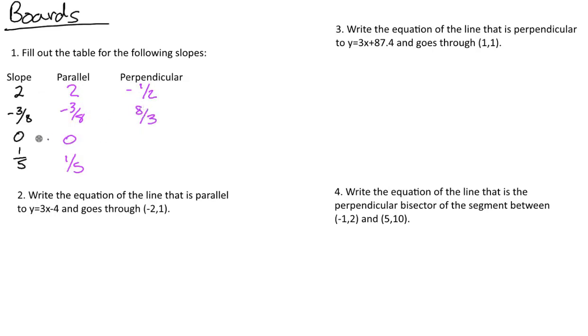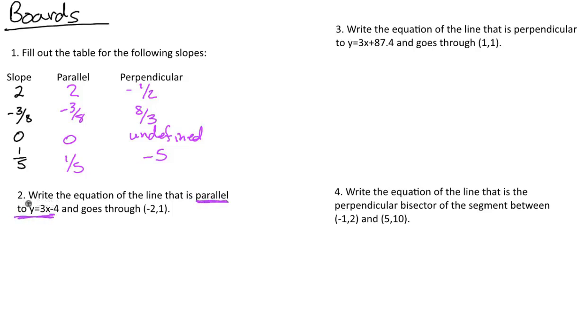Ooh, this guy is horizontal, so the negative reciprocal, 1 over 0, dividing by 0 is undefined. So this is a vertical line. So vertical and horizontal are perpendicular. Yeah, that makes sense. And then this one would be a negative 5. Good. Number 2, write the equation of the line that is parallel to this.